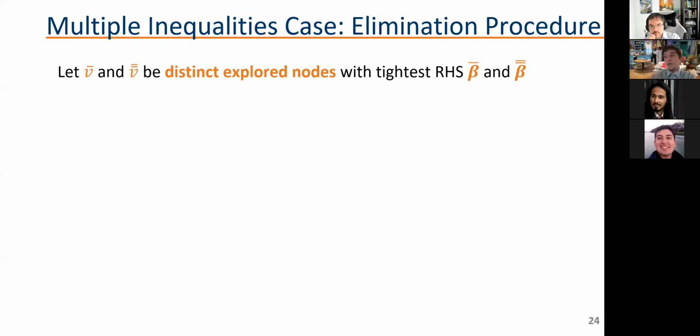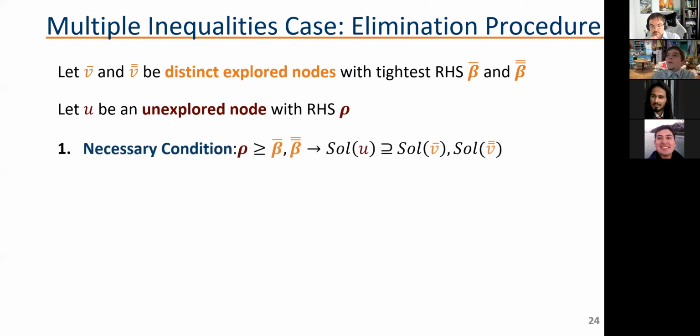The problem is you never know them in advance. Now, let's say that we have these two nodes and we want to know if they match some problem that we're about to see. So let's say that we have an unexplored node U with a right-hand side of rho. We want to check whether U can be identical to V bar or to V double bar. There's a necessary condition first. The right-hand side rho should be greater than or equal to either of these beta values, so that we know that all the solutions of each of these explored nodes is also a feasible solution for the unexplored node in front of us. That's a necessary and intuitive condition.